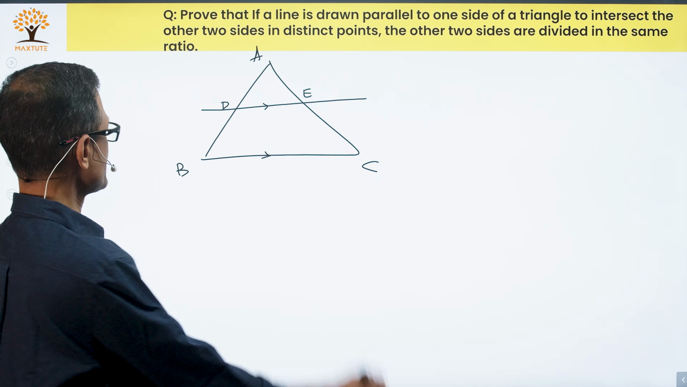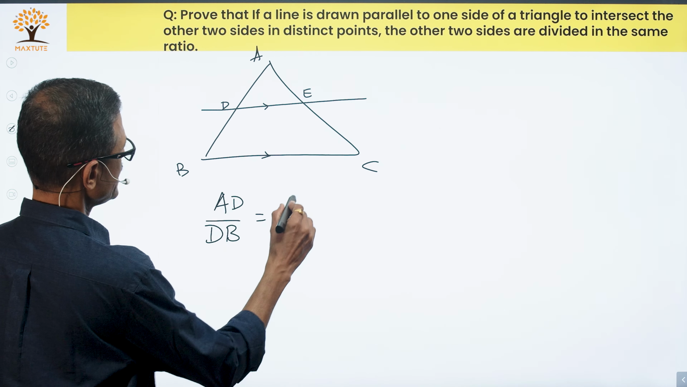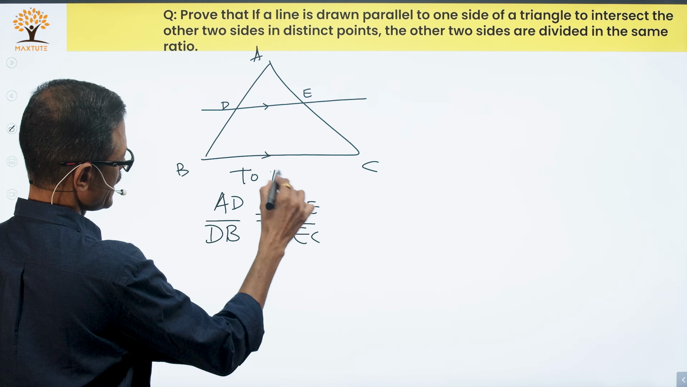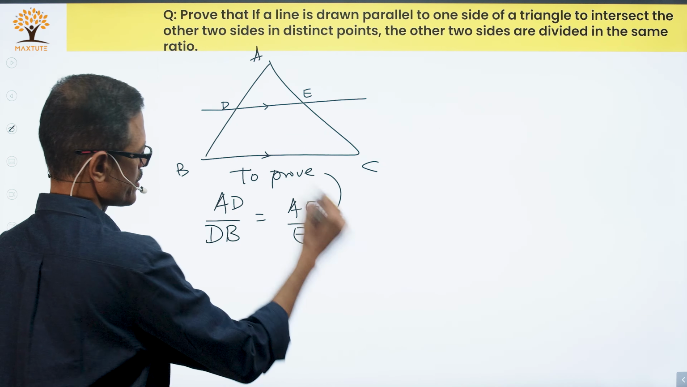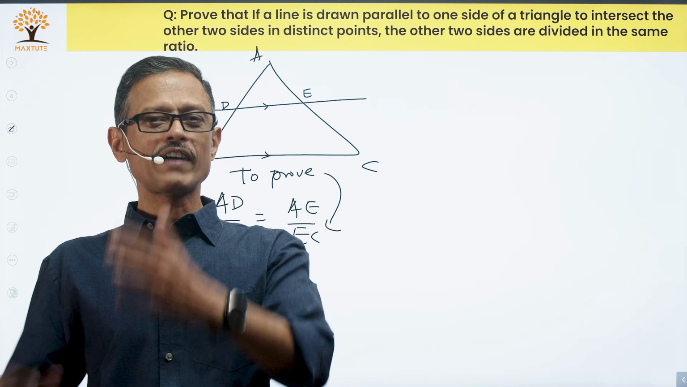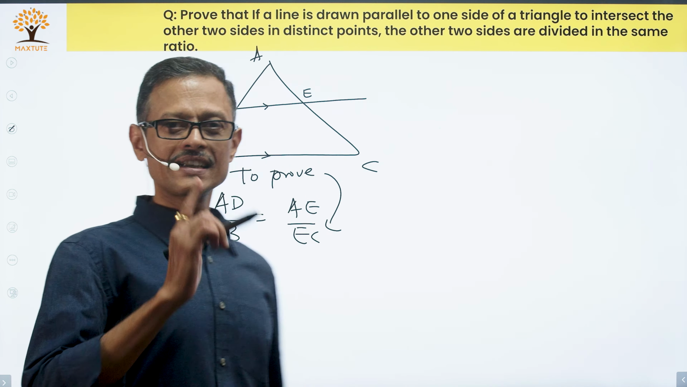It's going to divide it in the same ratio, which means AD divided by DB is equal to AE by EC. So what are we trying to prove? We are trying to establish this relationship. How are we going to go about it? We're essentially going to find out areas of 4 triangles and then find the ratio and do something about it. Let's start with the first one.